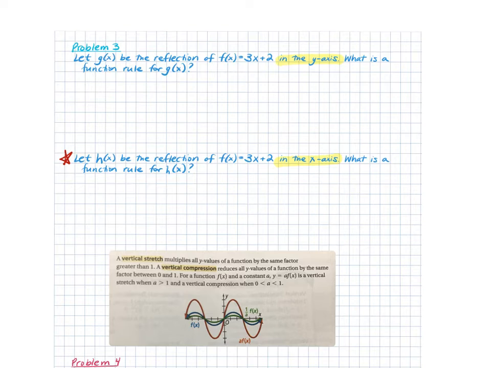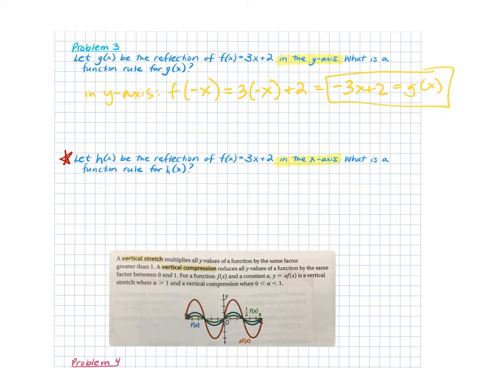Well, remember that if it's in the y-axis, then the x gets the negative inside the function. So in this case, this x would become negative before it went in. And so this would become -3x + 2. That would be my g(x).